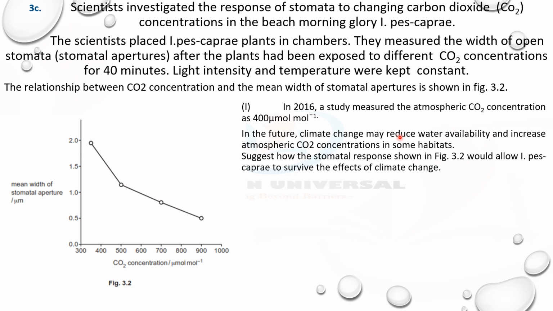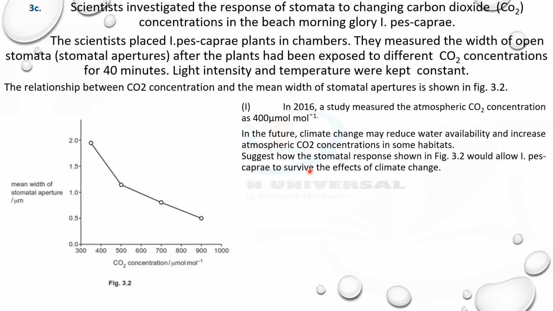That's like desertification. And you know that in a desert environment, more water is lost, and most water is lost through stomata. So how is this plant going to survive? Suggest how the stomata response shown would allow this plant to survive the effect of climate change. How it survives is, look at it. As CO2 concentration increases, the stomatal aperture will decrease. So in such an environment, the stomatal aperture will close, or it will decrease.